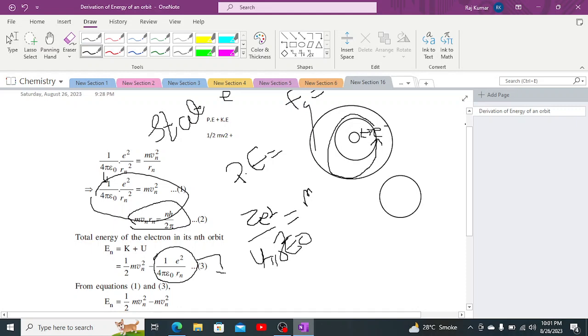And how did we obtain it? We obtained it by means of Coulomb's formula, and by simplifying Coulomb's formula with the angular momentum which we obtained previously.